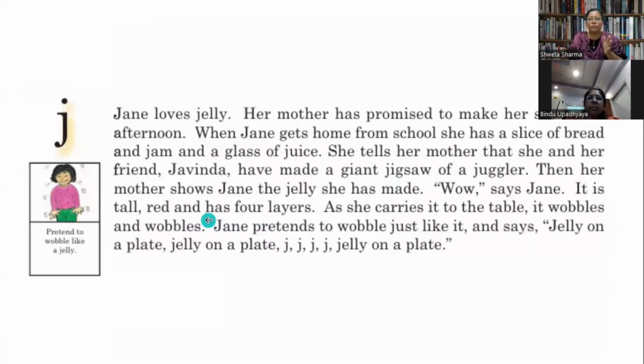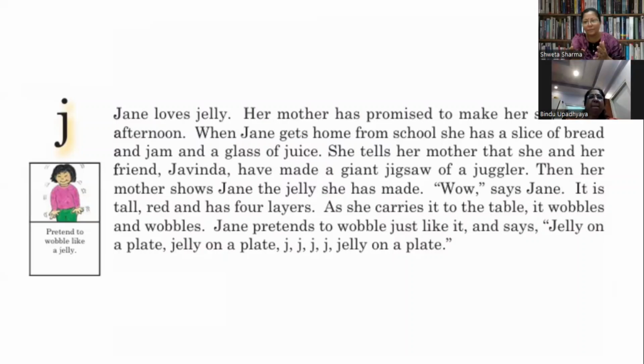And then her mother shows Jane, see what I have made. And she shows that big, tall, red jelly, which has 4 layers in it. But jellies are not very stable. So when she carries them to the table, it starts wobbling. And then Jane pretends to be a jelly herself. And what does she say? Jelly on a plate, jelly on a plate, j. And from there, the action and the song comes up.